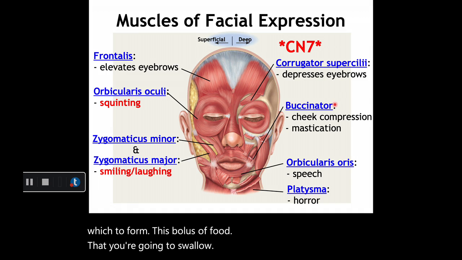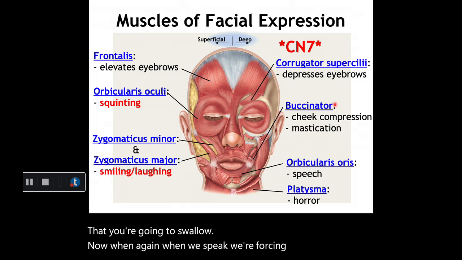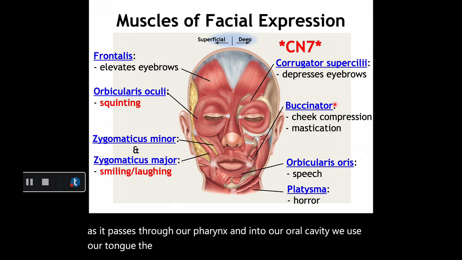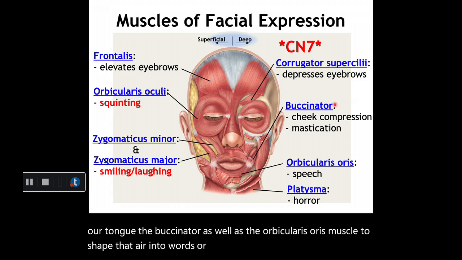Now, when we speak, we're forcing air up and out, and as it passes through our pharynx and into our oral cavity, we use our tongue, the buccinator, as well as the orbicularis oris muscle to shape that air into words, or intelligible sounds at least.